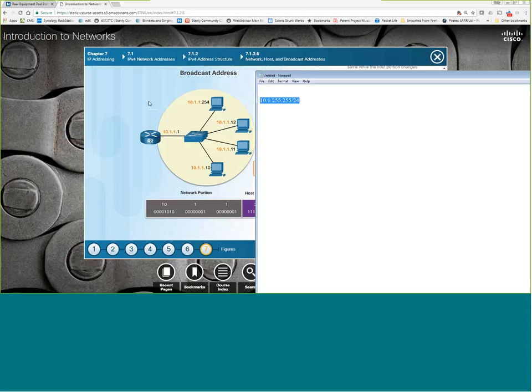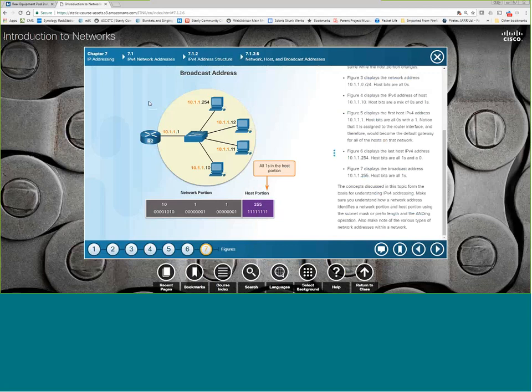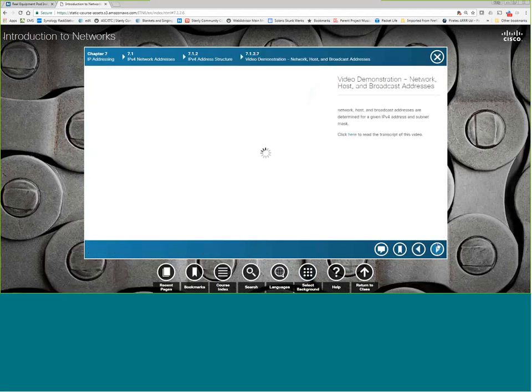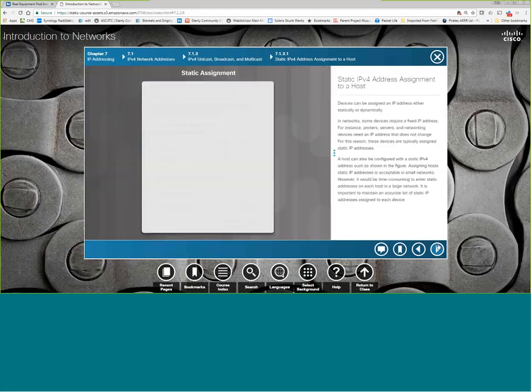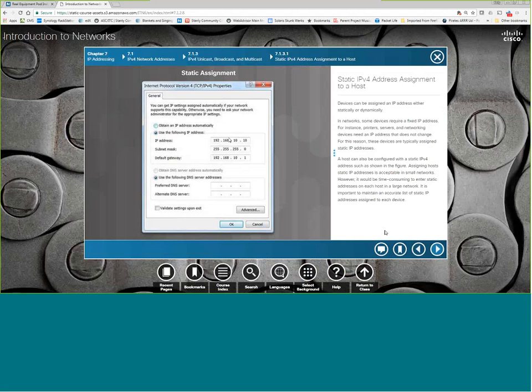So that is what they're trying to get you to see here, is that the host portion cannot be all ones and it cannot be all zeros. But they don't really go into and start showing you multiple octets of different addresses. And there's why I'm doing that. And assigning static IP addresses to a host, well, if you try to put in a network, it will bark at you.